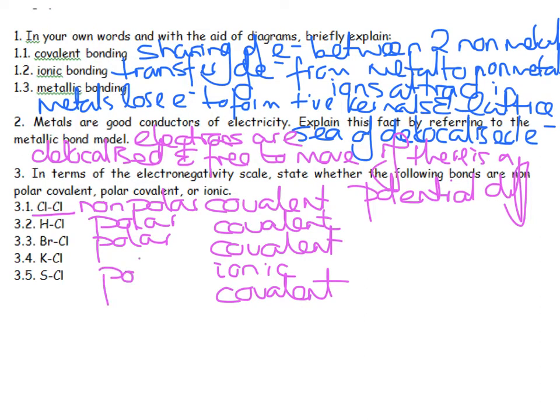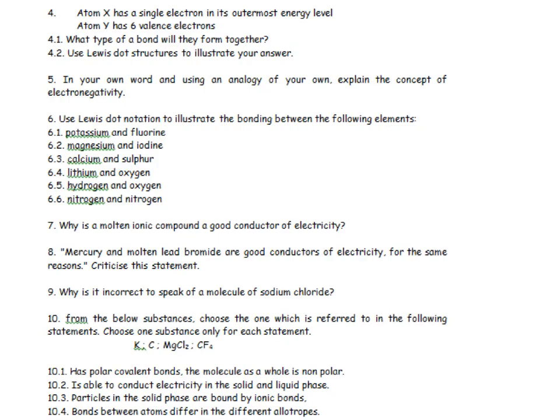An ionic bond, by definition, is always polar, but that's a polar covalent. Atom X has a single electron in its outer energy level, and Y has 6 valence electrons. What type of bond? If it's got one electron, that must be a metal. If it's got 6 valence electrons, it must be a nonmetal. So therefore, a metal and a nonmetal must be ionic.